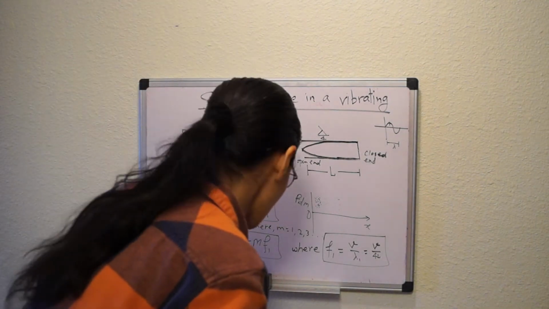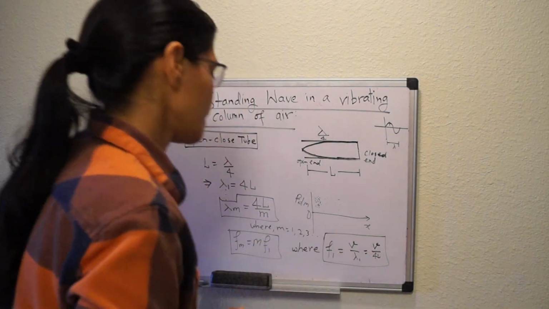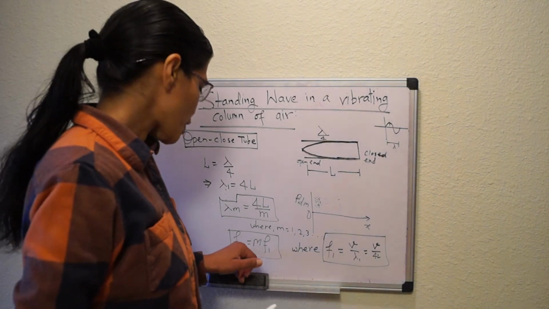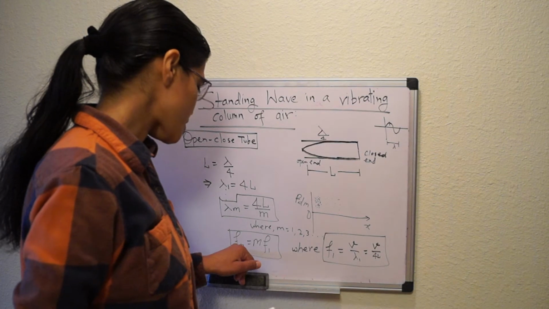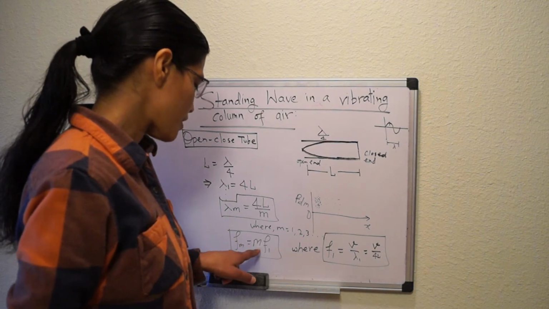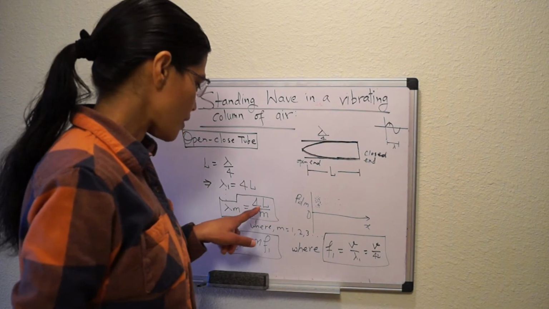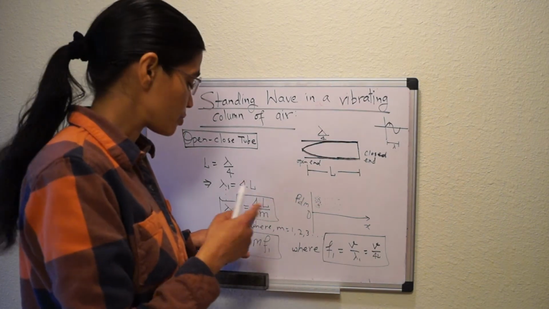Wait, did I do this right? 4L by m? Yes, it's right. So the frequency overtones are given by multiples of the fundamental frequency. Wavelength is given by 4 times the length of the tube divided by m.